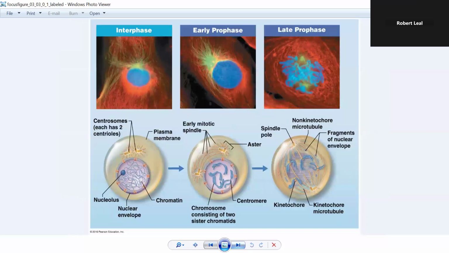Mitosis, again, what's the purpose? Growth and repair. The stages of mitosis: prophase, metaphase, anaphase, and telophase. Prior to mitosis, where everything's copied, that's called interphase.